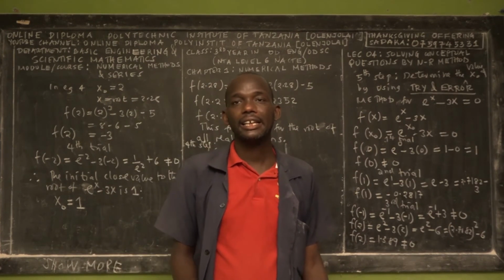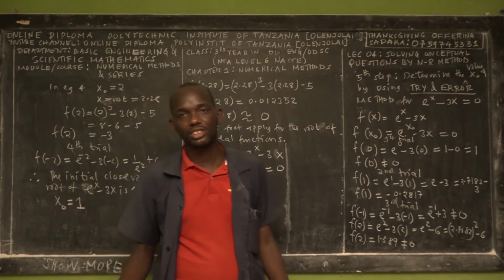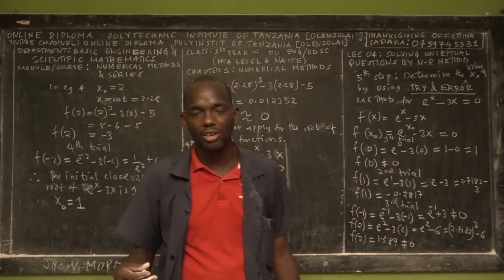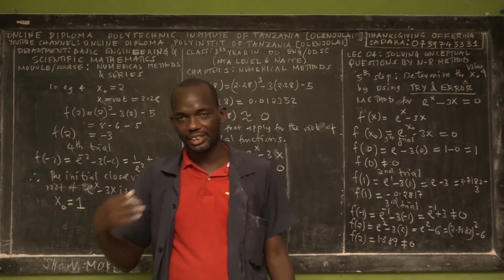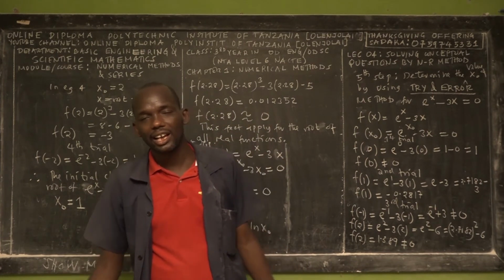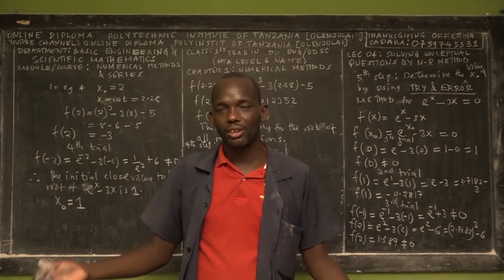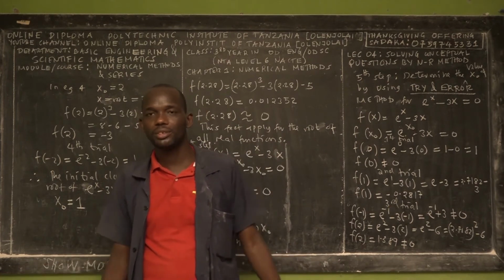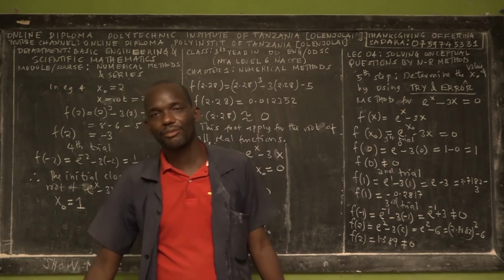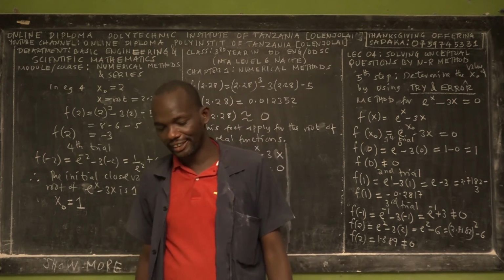Then you compare the root of the function after performing the second iteration and the root of the function of the third iteration. If they are close or if they are equal, then you stop. Then that should be the approximate root of the given function e power x minus 3x.